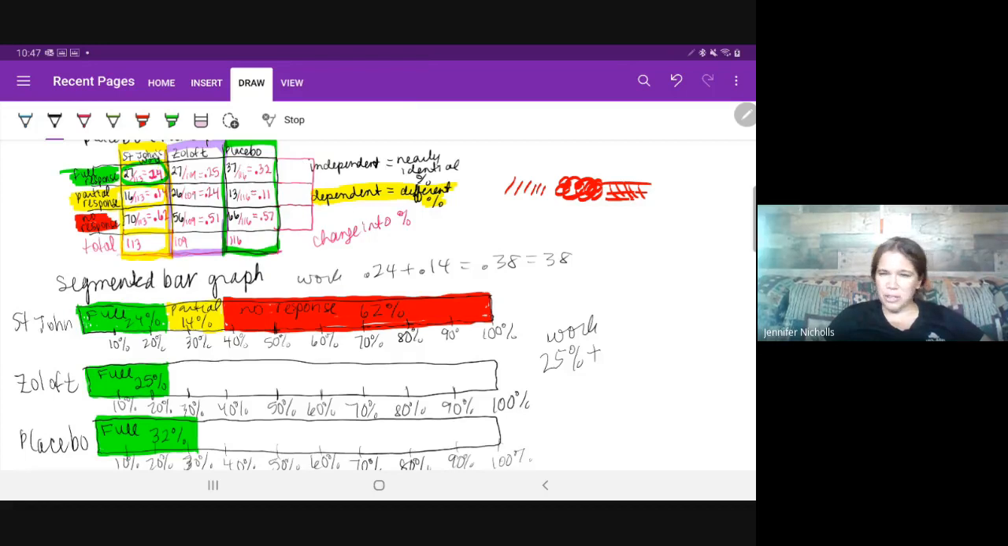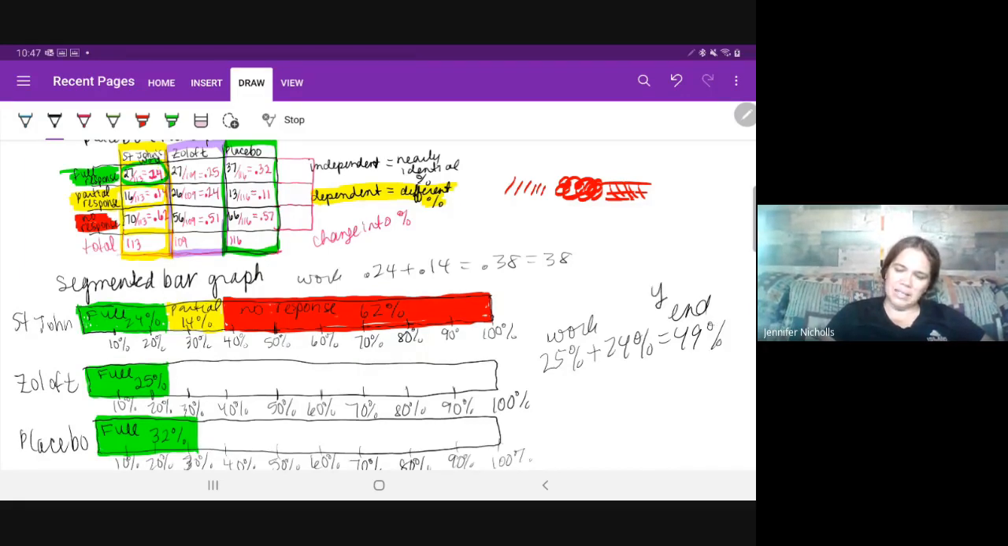I like doing it as percent and not decimals better. So I'm on Zoloft. I'm going to put the yellow percent, but I have to add it to the 25%. So what's my partial response for my Zoloft? Yeah, so I'm going to have to add these 2% to know where to end my yellow. This is the yellow end, right? So I have to add it on to the green to know where to stop.